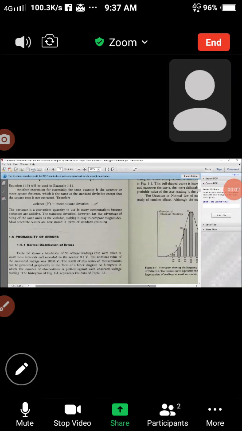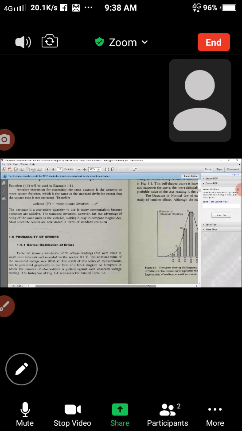Good morning, students. Today we are going to start with probability of errors. Basically, there are different types of errors: systematic errors, random errors, Gaussian errors. These are the types of errors available in the measurement of instruments. As far as probability of errors are concerned, these errors occur at certain equations.